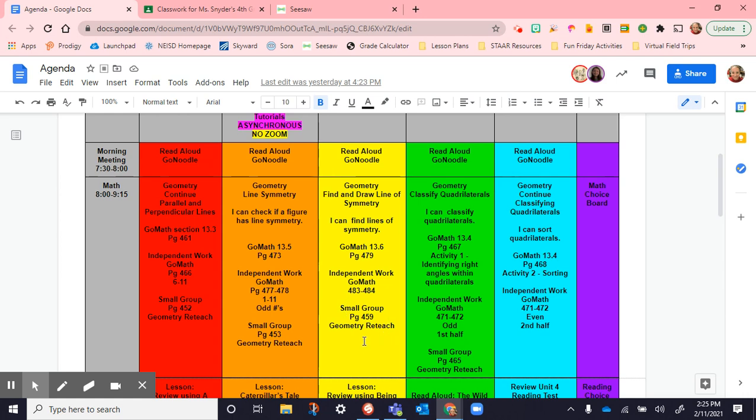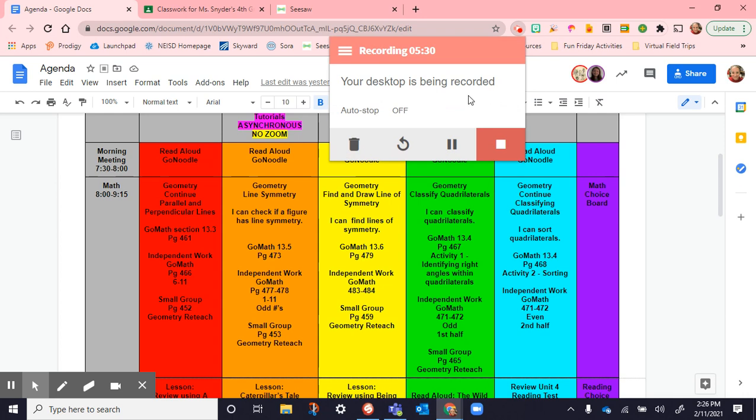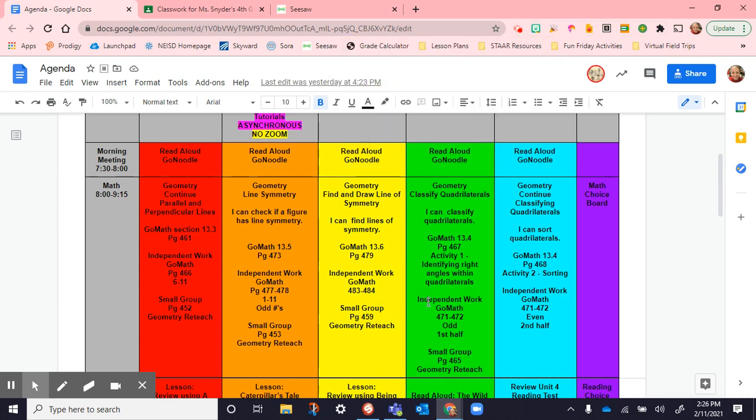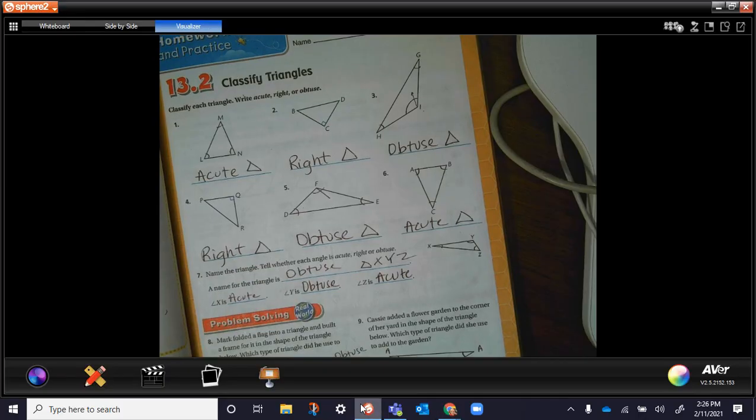And then in small group today, we went over, let's see, page 465. Oh, that's right, because we missed yesterday, so we went back to yesterday. Okay, here we go. Here's what we did.